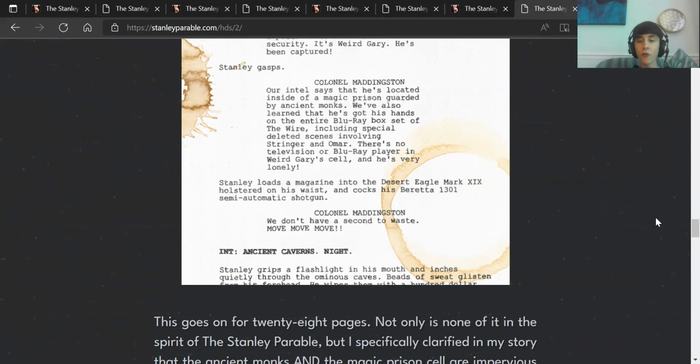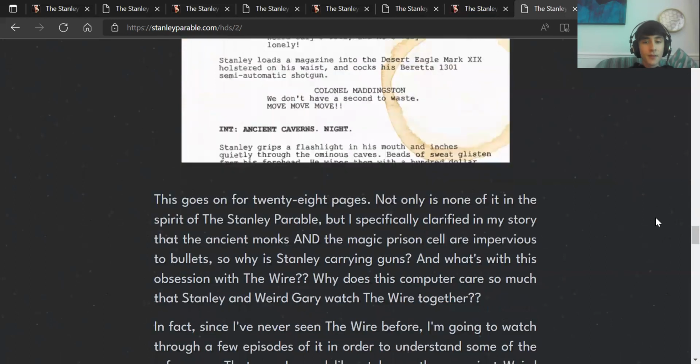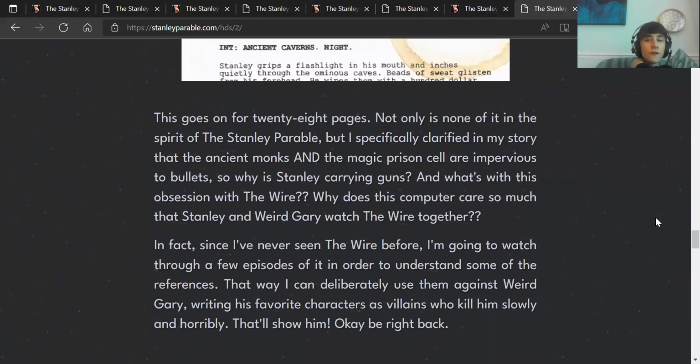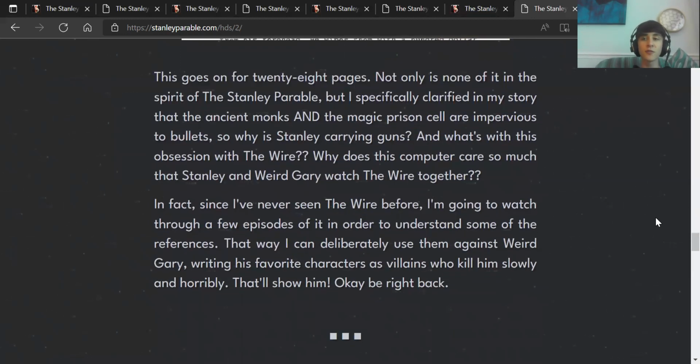Whoa, this is so exciting. Unfortunately, it cuts off there though. I really hope Weird Gary is in the actual game. This goes on for 28 pages. Not only is none of it in the spirit of the Stanley Parable, but I specifically clarified in my story that the ancient monks and the magic prison cells are impervious to bullets.